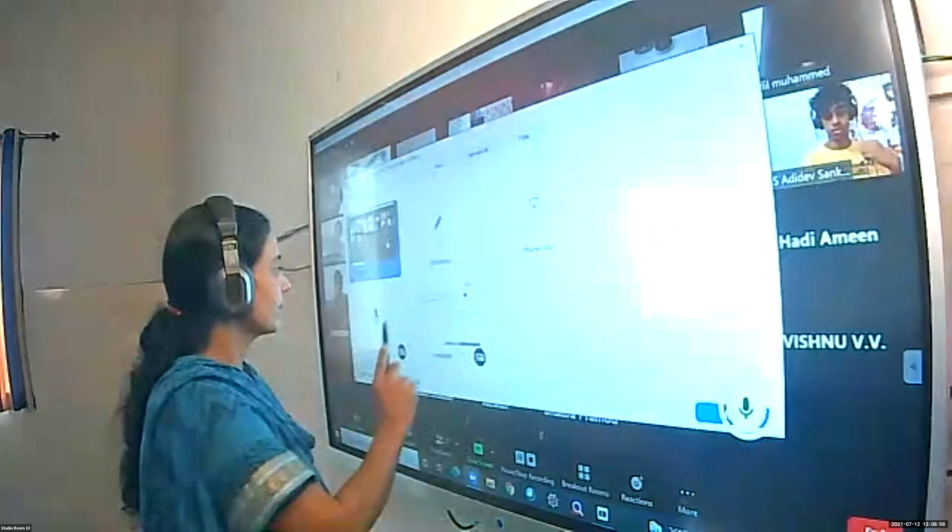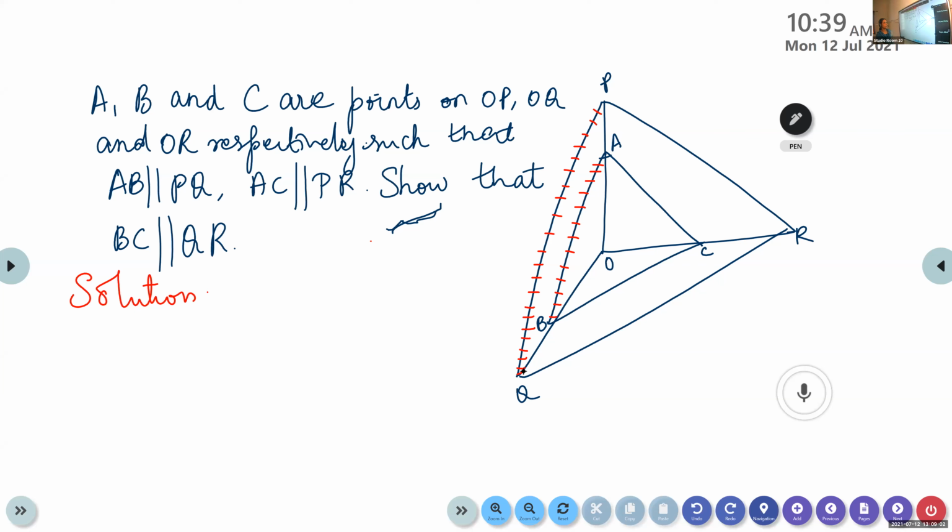So now look at the question. Here it is given AB is parallel to PQ. So can you fix the triangle? Which is the triangle? POQ. Very good. POQ is the triangle. Is it like that, Arjun? Check it. Is POQ a triangle? Yes, isn't it? We are getting these two as parallel. So which triangle are we fixing here? In triangle POQ, it is given AB is parallel to PQ.